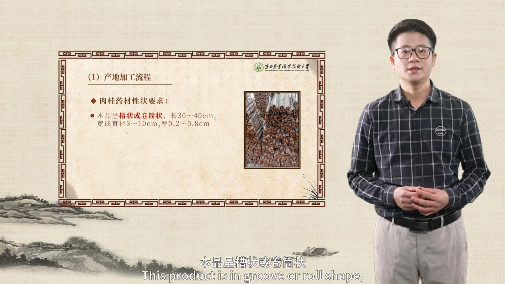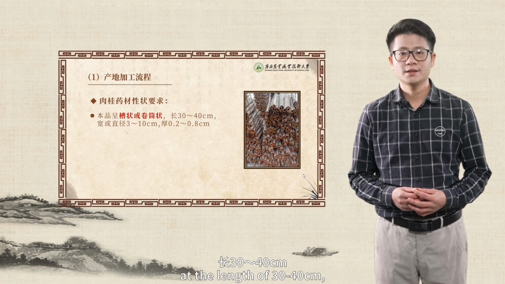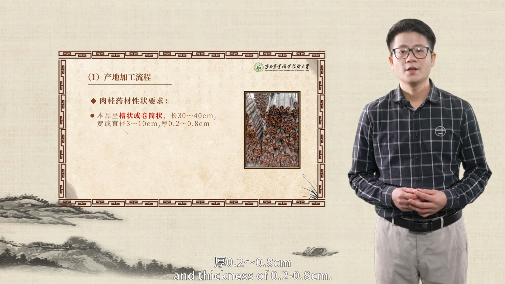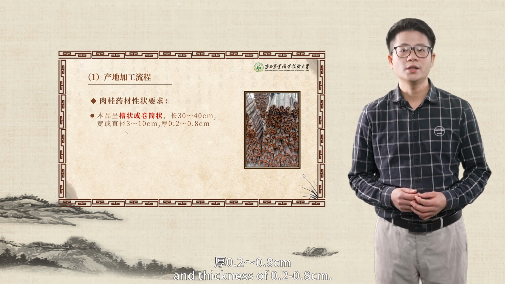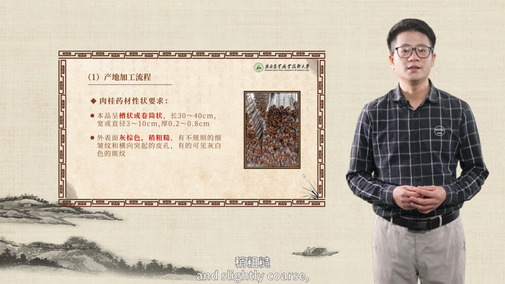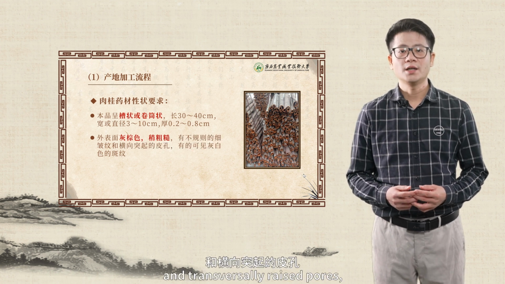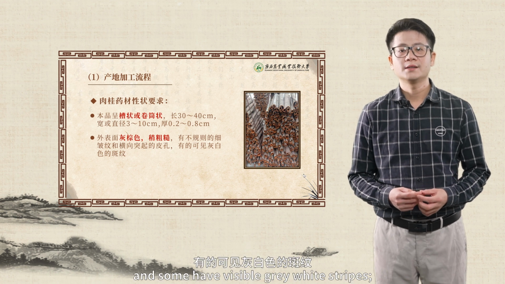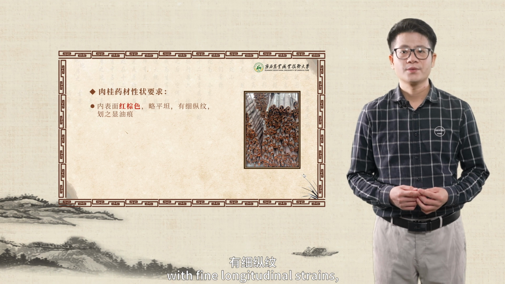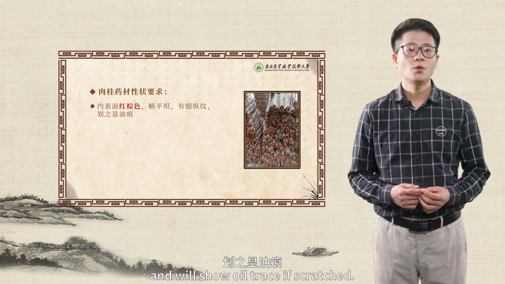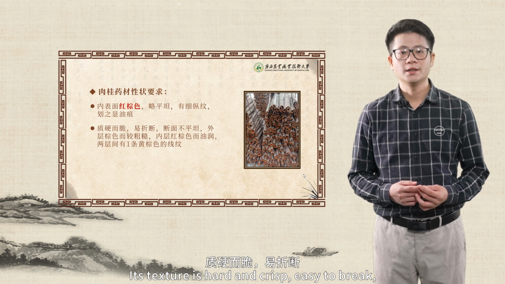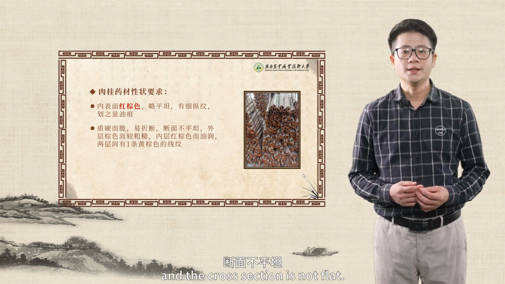This product is in groove or roll shape, at the length of 30 to 40 centimeters, width or diameter of 3 to 10 centimeters, and thickness of 0.2 to 0.8 centimeters. Its outer surface is gray-brown and slightly coarse, with irregular fine wrinkles and transversely raised pores, and some have visible gray-white stripes. Its inner surface is reddish-brown and slightly flat, with fine longitudinal strains, and will show oil trace if scratched. Its texture is hard and crisp, easy to break, and the cross-section is not flat.